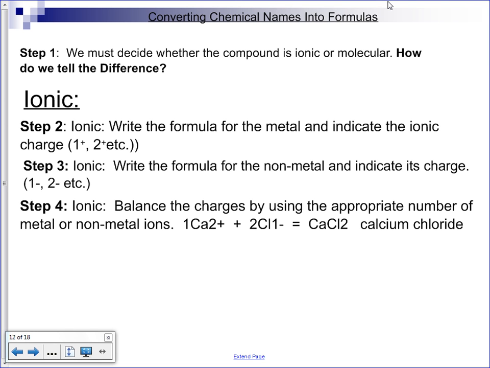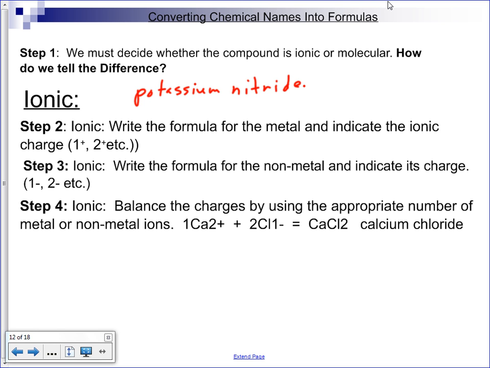Let's say we're given this name, and we're told to write the formula for this compound. The first thing I do is write the formula for the metal and write its charge beside it. Where can we find the charge? Right beside the element on our periodic table.